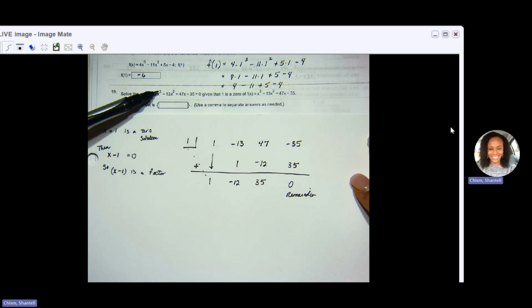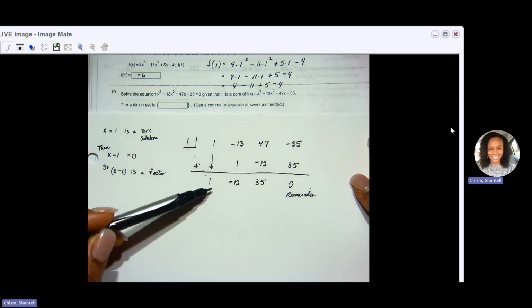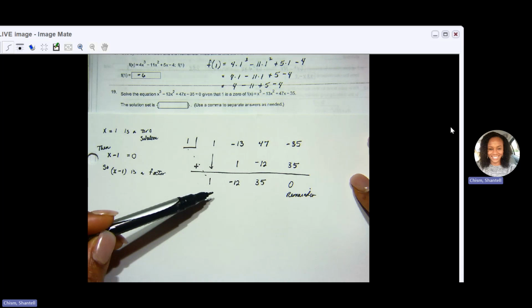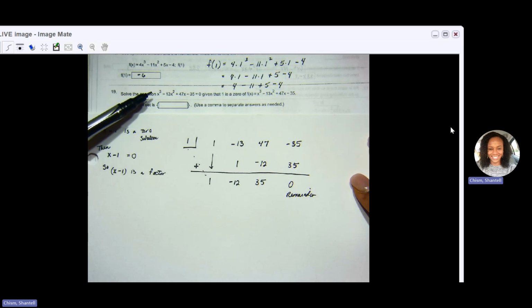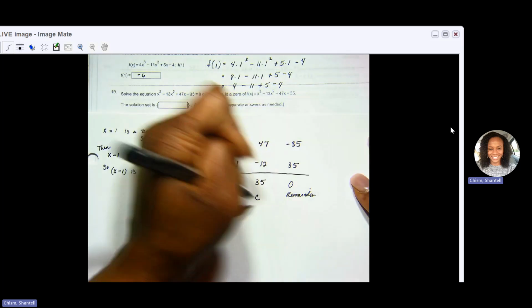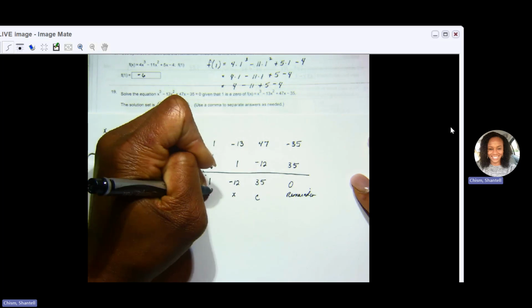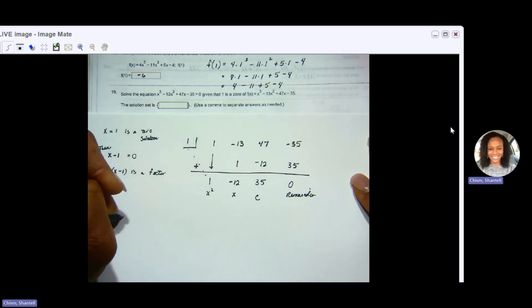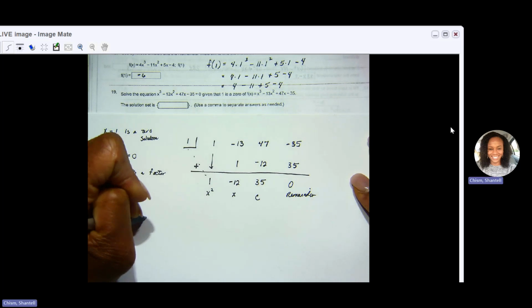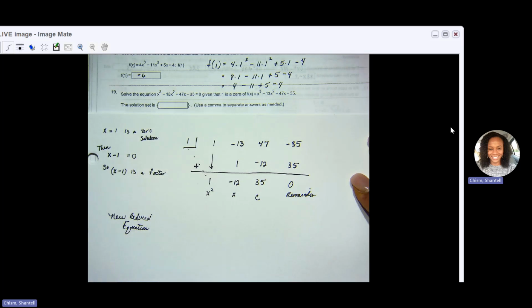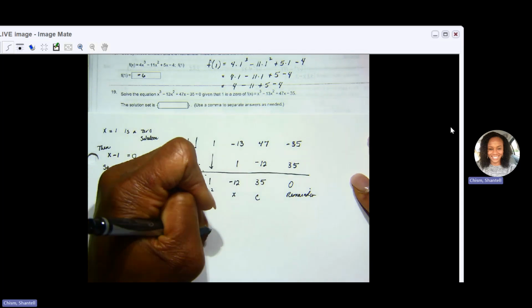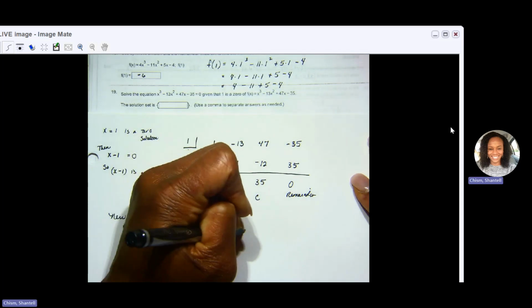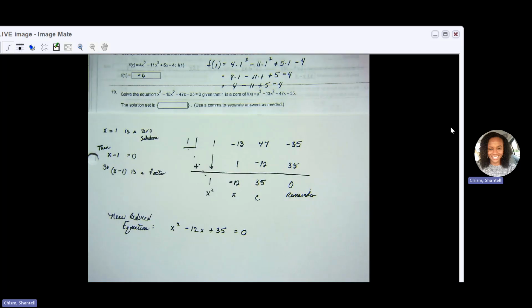Now, your highest degree for your equation was cube. That means now, for this new reduced equation that you're about to write, its highest degree should be x squared, one below what you started with. So here is your constant, here is your x, here is your x squared. So your new reduced equation that you're going to solve now to get those remaining solutions is 1x squared minus 12x plus 35 equals 0. That's what you're going to solve now.